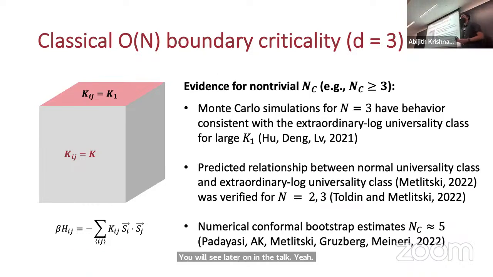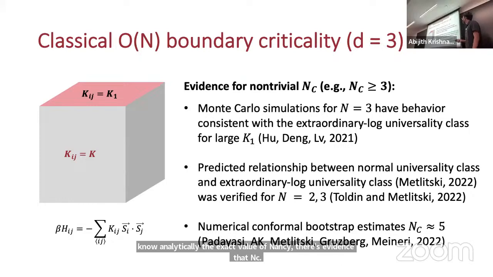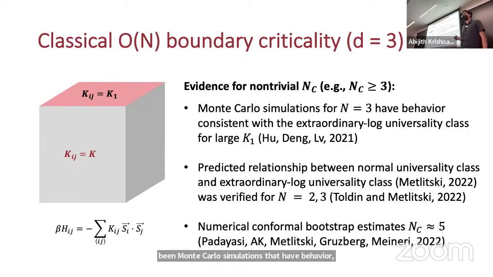So you might be asking, is Nc non-trivial? Is it greater than or equal to 3? And while we don't know analytically the exact value of Nc, there's evidence that Nc is greater than or equal to 3. For example, there have been Monte Carlo simulations that have behavior consistent with the extraordinary log universality class. Additionally, there is a predicted relationship between the normal and extraordinary log universality class, which I'll talk about later in the talk. And that was verified for n equal to 2 and 3 through Monte Carlo simulations. And finally, the numerical conformal bootstrap estimates that Nc is approximately 5. And that was the numerical result that I was alluding to earlier.